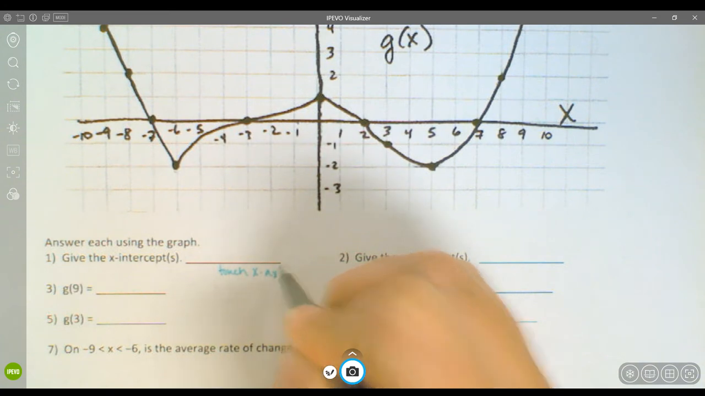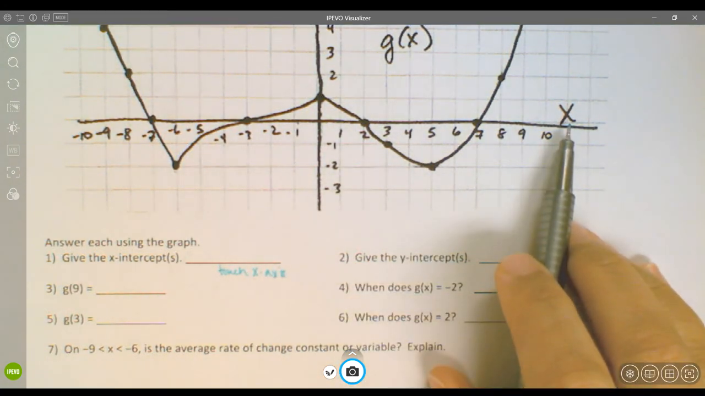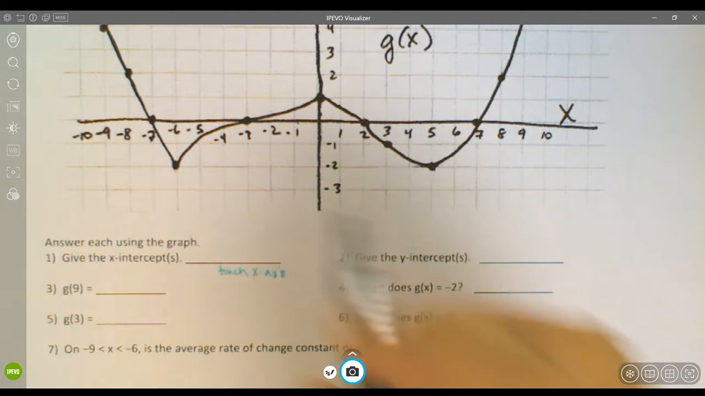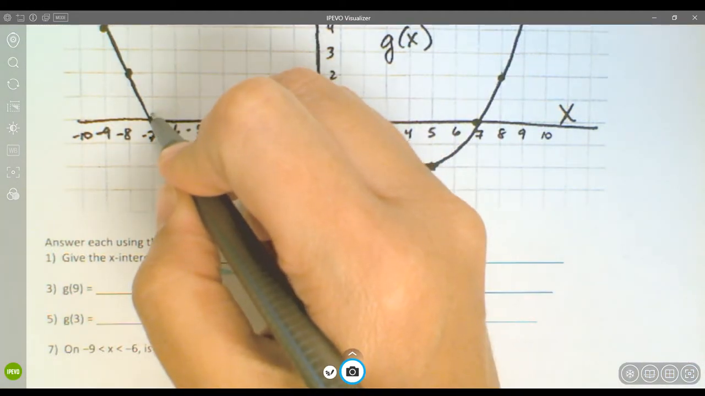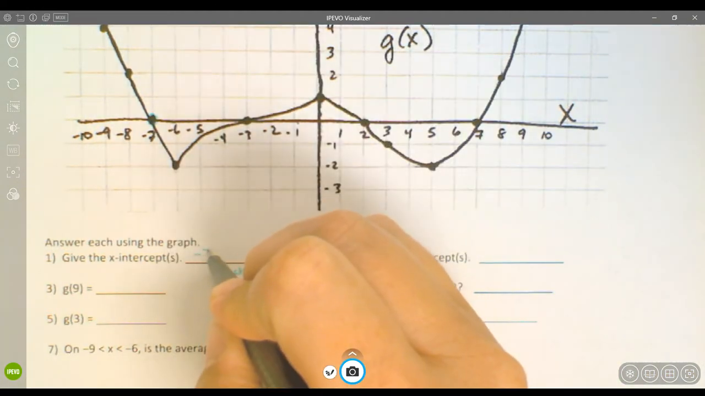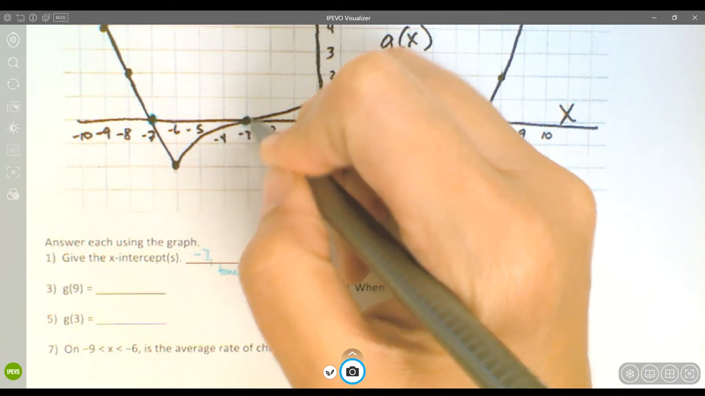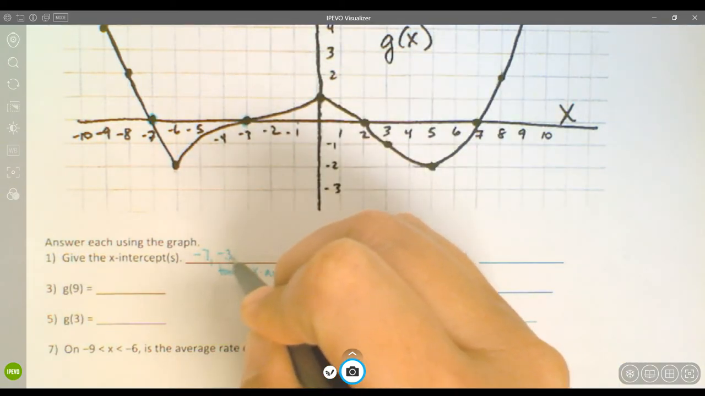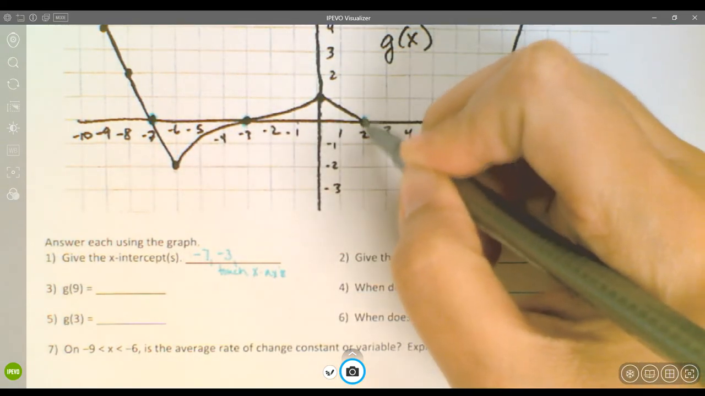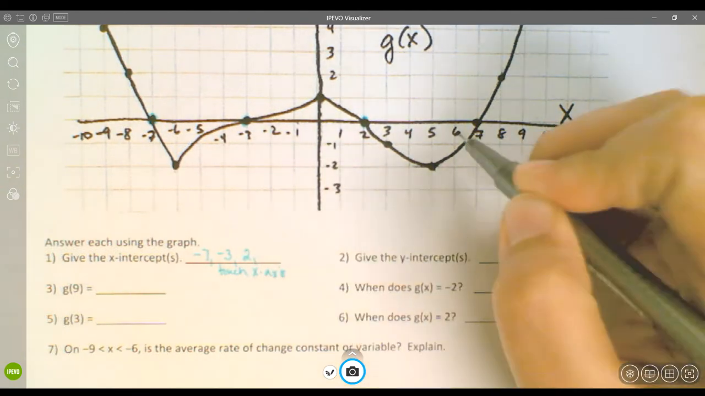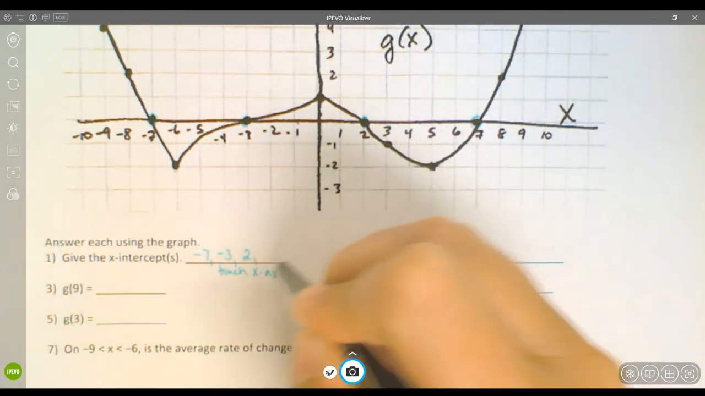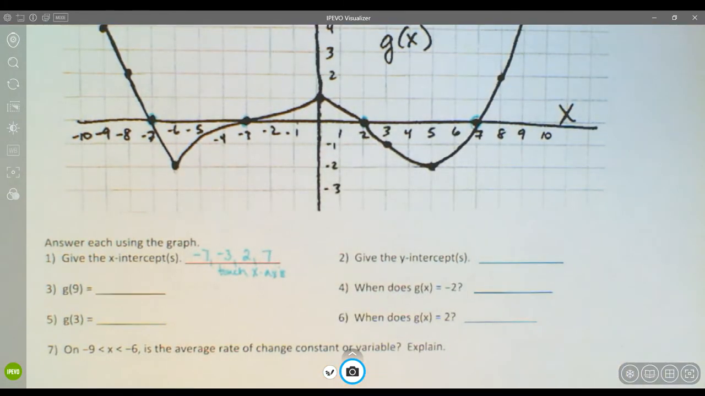So let's see where we touch the x-axis. And it was so nice that somebody already labeled the x-axis for us. So it looks like I have an x-intercept at -7. I have another at -3. I have another at 2. And I have another at 7.